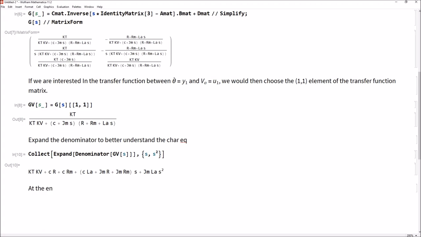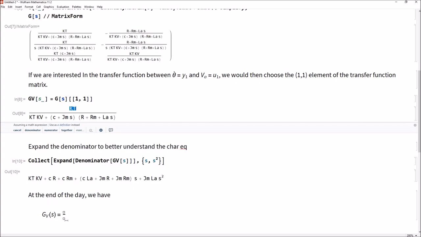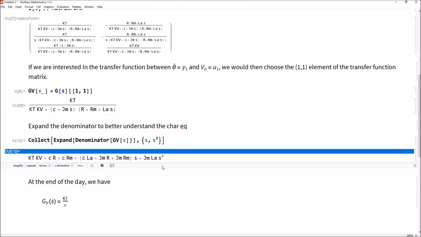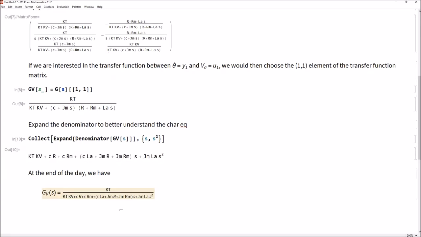So at the end of the day, right, we have GV of S. It's basically this numerator that we had earlier over this denominator. So I'm just going to copy and paste this so I don't have to run over to the whiteboard, and okay, something like this. And I guess, you know what, we could make this in descending powers of S just for giggles, just so it looks a little bit more standard of what people are used to seeing.